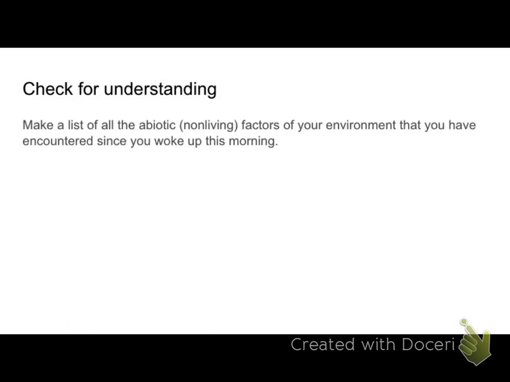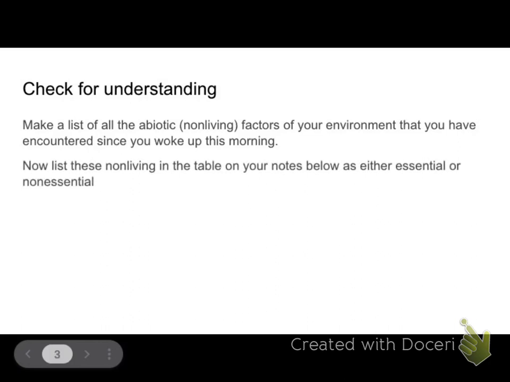And then once you've made your list, you're going to put it in the table on your notes as either essential or non-essential. The way to tell the difference here is essential being could not have survived without it. Now, I know some of you will be tempted to put coffee on that list. It is not essential for life, okay? And then non-essential would be things that you ran into, but that you could have lived without, right? So like your cell phone is non-living, but you wouldn't die if you didn't have your cell phone, though you might feel like it.